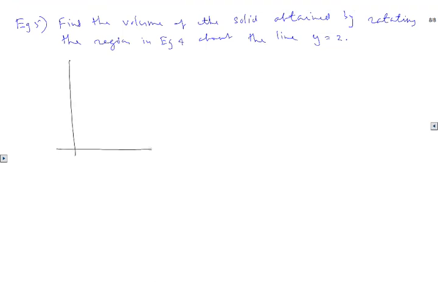So your two curves: one is y equal x, that's one. The other one was y equal x squared. So those are the two curves. They meet at 0 and 1. Now what we can do, we can rotate this about the y equal 2 axis. So that's the y equal 2 line.